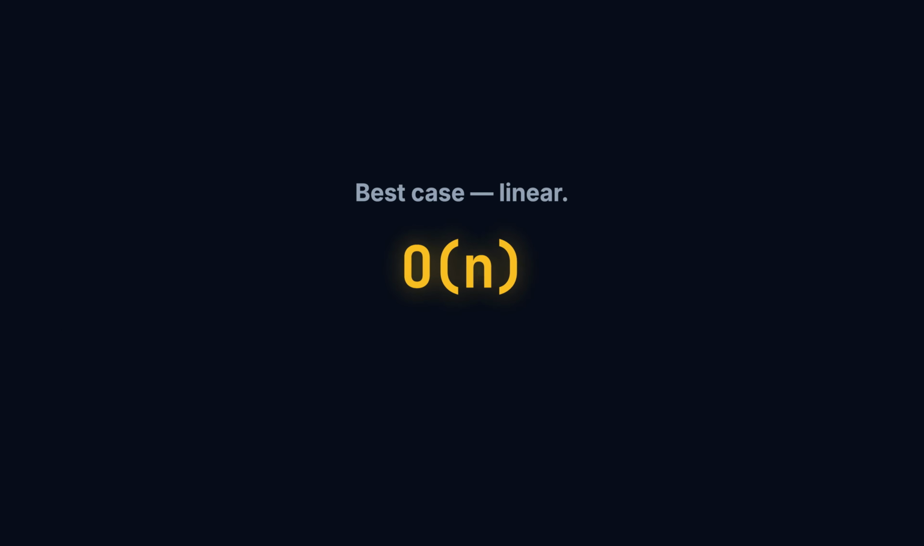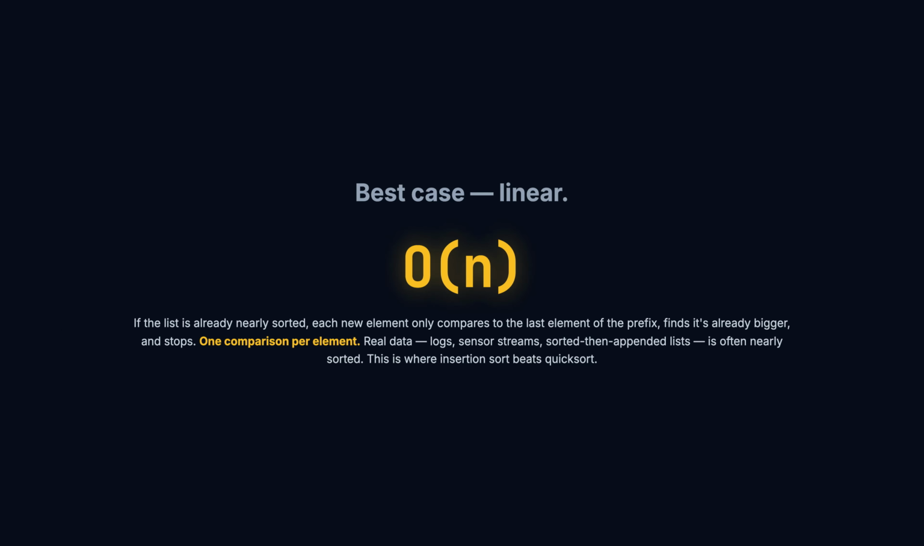Here is the secret superpower. What if the list is already nearly sorted? Each new element only needs to be compared to the last element of the sorted prefix. If it is already bigger, you are done for this pass. One comparison, 0 shifts. That is O of n total work across the whole sort. Linear time. Real data is often nearly sorted: log files, sensor data, already sorted then appended lists. Insertion sort is faster than quicksort on these inputs.